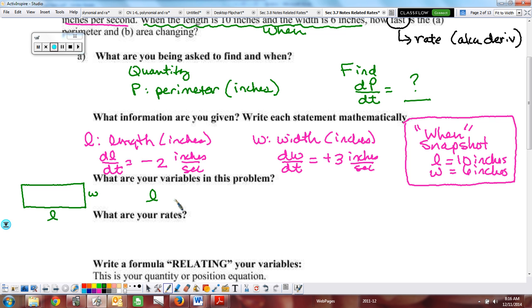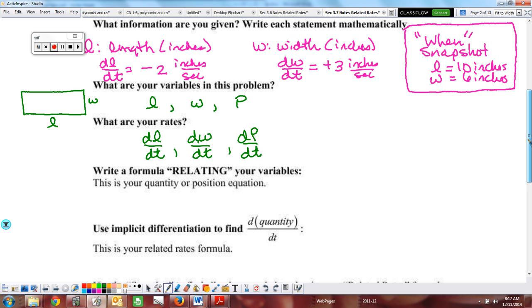So my variables in the problem are L, W, and P. The variables are the quantities I was given information about their rates of change, and the quantity that I'm interested in finding the rate of change for. So you always list your variables first. And then you go, well, what would be the rates that I'm going to be eventually relating? The rate for the length, dL/dt, the rate for the width, dW/dt, and the rate for the perimeter, dP/dt.